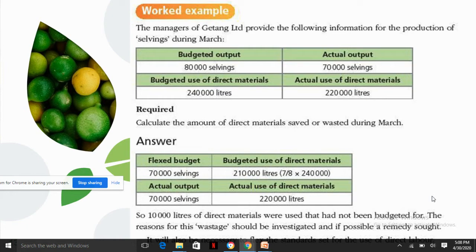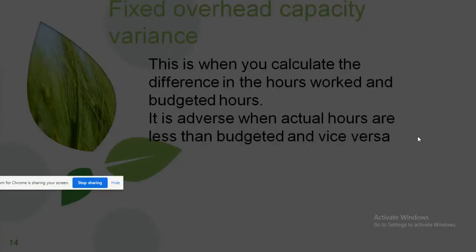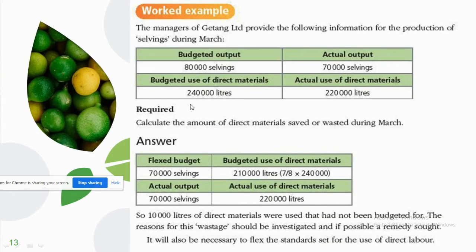It will also be necessary to flex the standards set for the use of direct labor. So, for instance, if we were also given labor used, we will also flex it to reflect 70,000. Whatever the amount of labor budgeted before for 80,000, we'll bring that amount, multiply it by 70,000, divide it by 80,000. That will give us the flexed labor, and we'll compare it with the actual labor that was incurred.